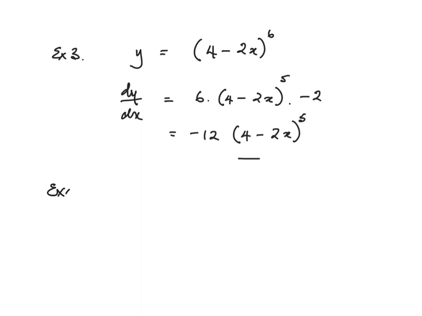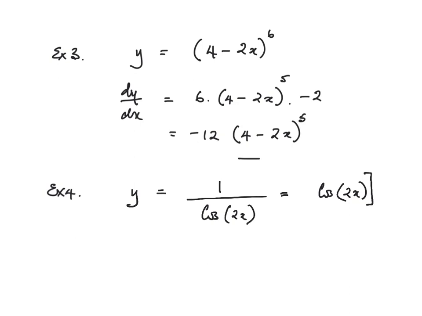Example 4. What about y equals 1 over cos of 2x. What we're going to do is to write that as cos of 2x all to the power of minus 1. So we move the function from the bottom line to the top line, the power changes from positive to negative.